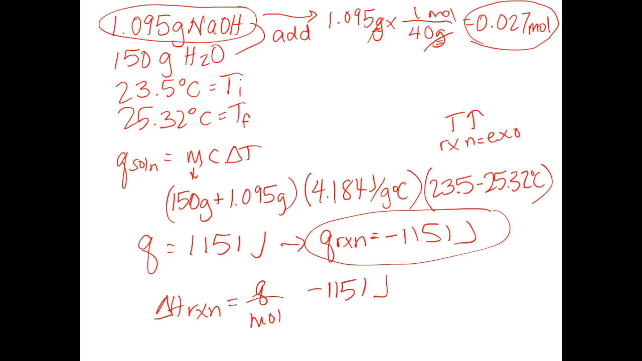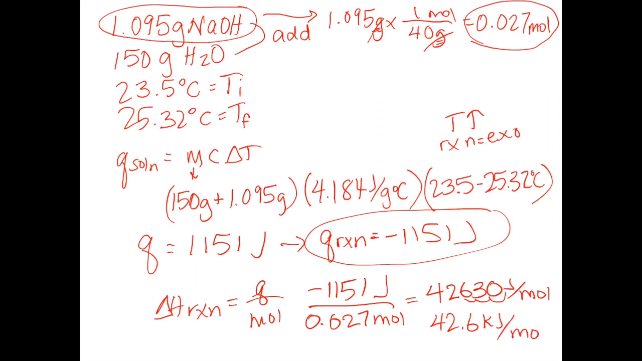Okay, so I take 1151 joules, negative, don't forget, and I divide by 0.027 moles because that is what was doing the chemical reaction. And I get, this is going to be a big number and that's fine, 426 joules per mole. Remember I said it's usually in kilojoules, so we're just going to move that decimal place back 3. So I get about 42.6 kilojoules per mole. Don't forget that negative. I almost did.